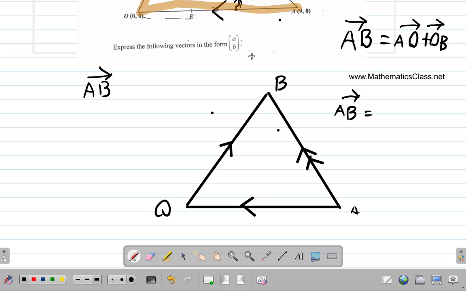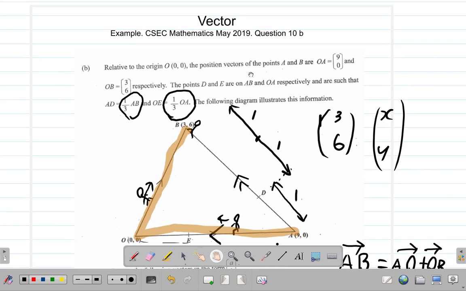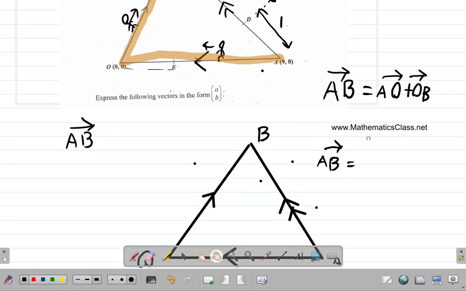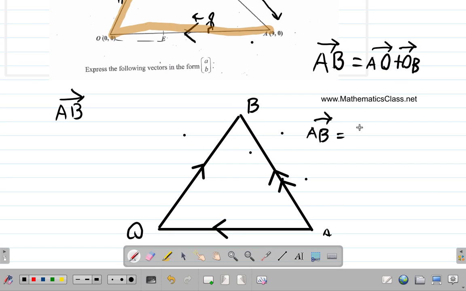Now, what you have is AO. Remember, you had OA as (9, 0). So AO is the inverse vector. It must be (-9, 0). I was tempted to write -0, but whether it's negative or positive doesn't make a difference, so I write 0, plus OB. What is OB?